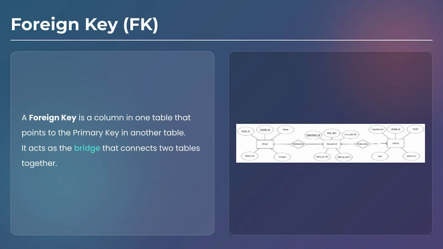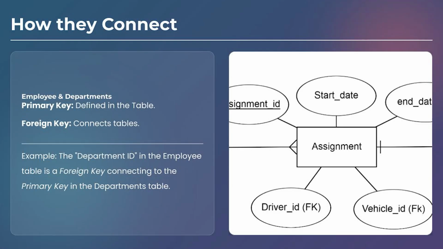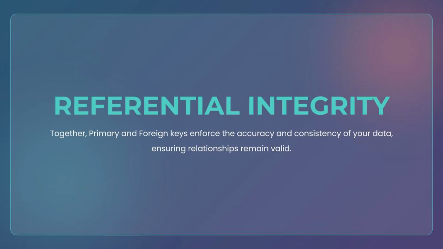Next up we have foreign keys. A foreign key creates a relationship between two tables. So we know a primary key lives within the table, and a foreign key connects a table to another table. For example, in an employees table, a column named department ID might link to the departments table. This allows you to connect information across tables, such as showing which employees belong to which departments, all without duplicating data. Together, primary and foreign keys create referential integrity, which means your relationships stay consistent even as data changes.